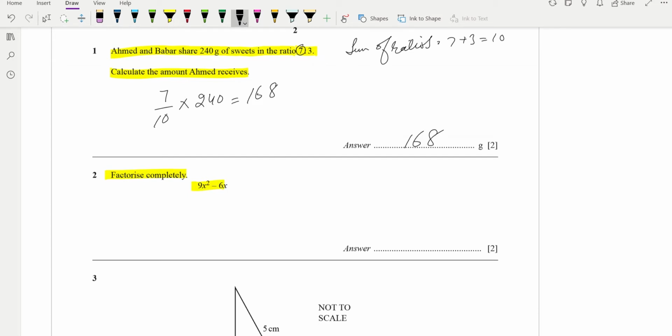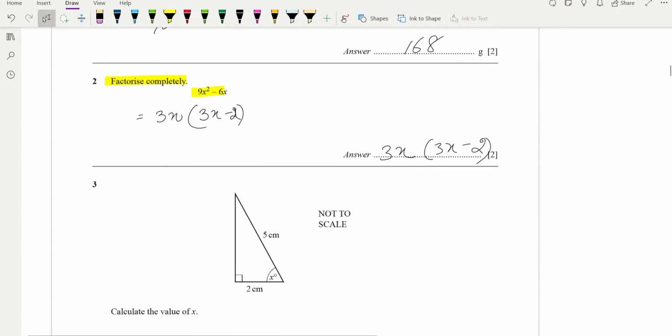Now question number 2, factorize completely. We have to take the maximum common factor. We can take 3x common, and inside the remaining will be 3x minus 2, so the final answer is 3x into 3x minus 2. This is done. Two more questions.